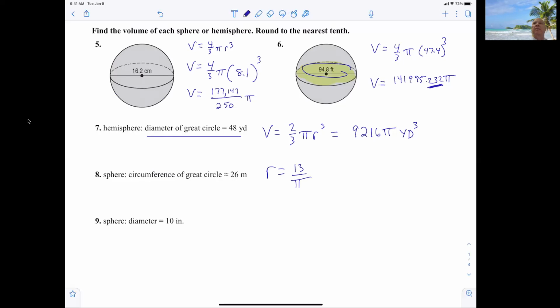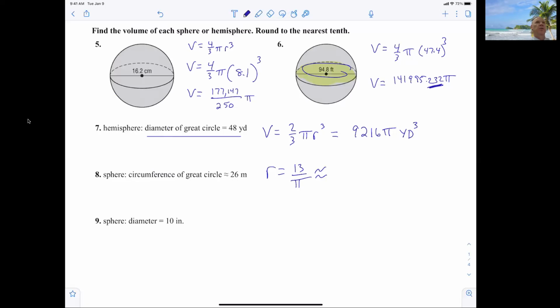Right, so if somebody said, give me the exact radius, you would tell them that the radius is 13 over pi. Again, because we're going into volume, if we cube pi, there's no way, in other words, to fix cubing pi in the denominator. So we would go with the decimal approximation here.